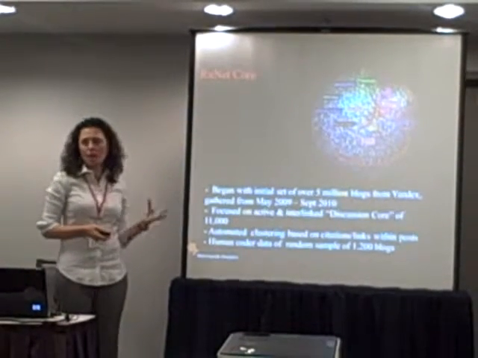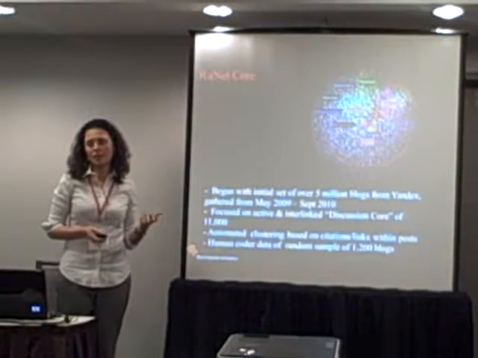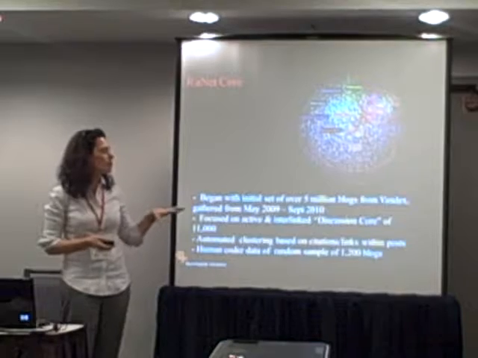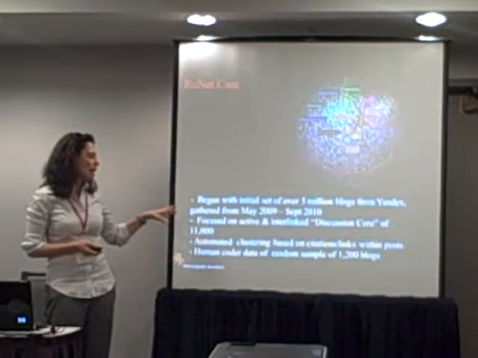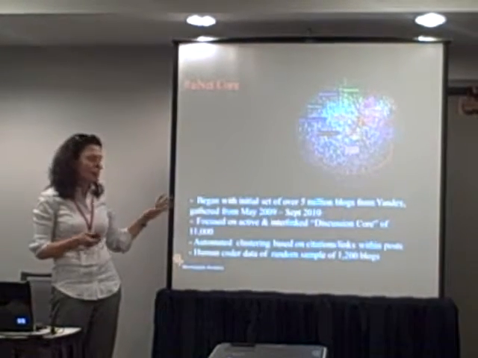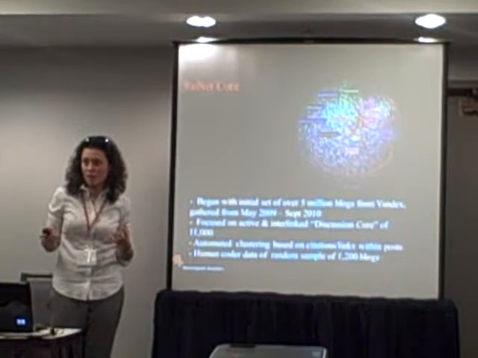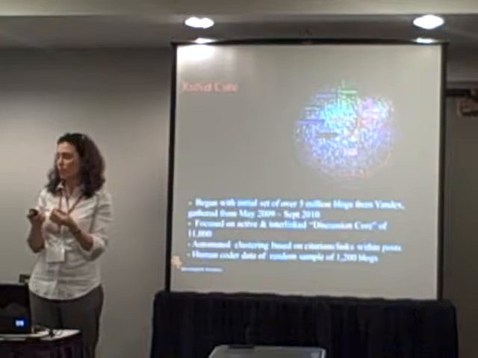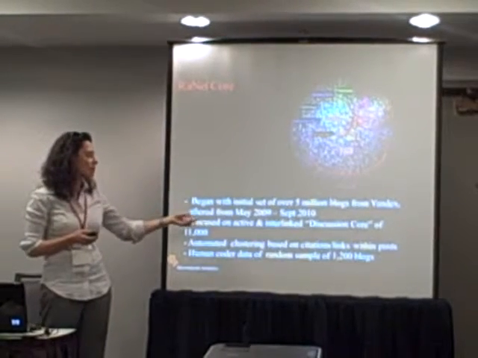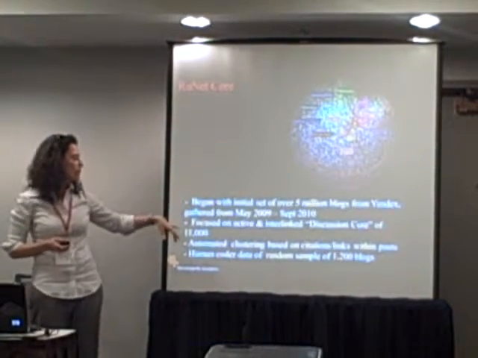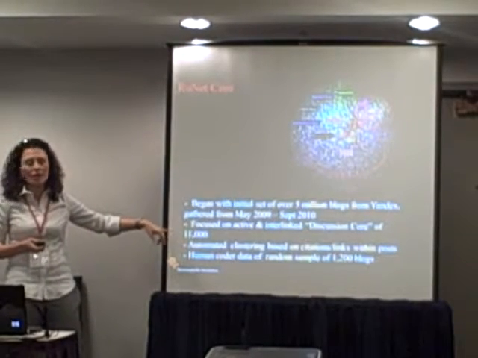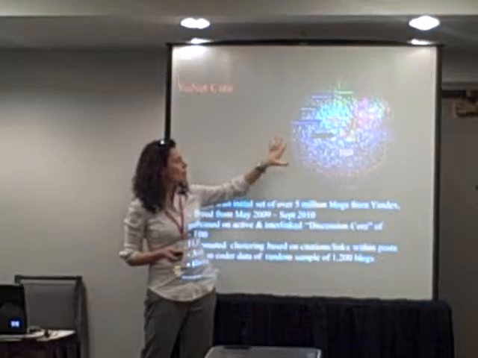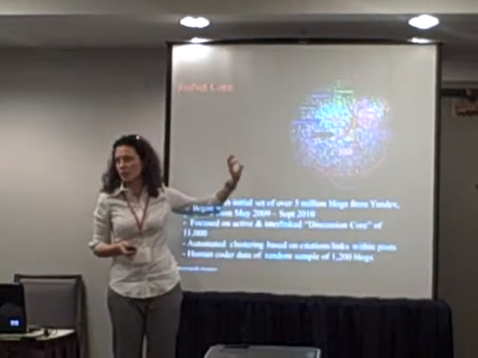What the automated system that John Kelly developed does is spider an enormous number of blogs. We started with about 5 million and gathered data from them. Only about 1 million of them were active, and then we went down into the ones that were most interlinked and came up with an active and interlinked, what we call discussion core, of about 11,000 blogs. And that is where you get the automated map without the labels, the colors and the dots.